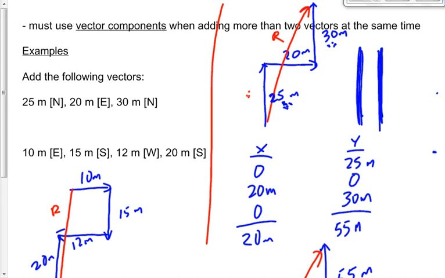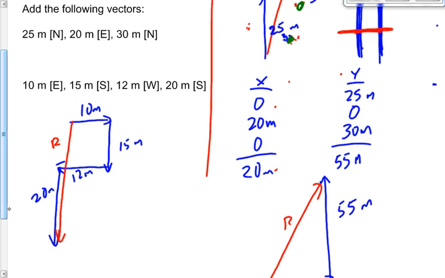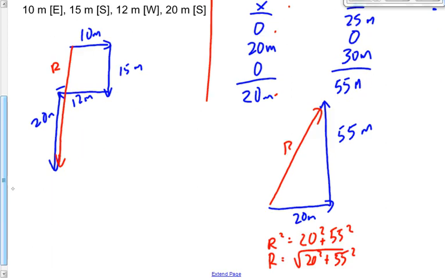To get one, we break it into x's and y's. Take the x of each of them: 0, 20, 0 for the x components. Add them together. For the y components, 25, 0, 30. Add them up. Now we've got 2 vectors instead of 3. Instead of adding 25 to 20 to 30, we're adding 20 to 55. Now we've got a right angle triangle. Now we can do the Pythagorean theorem.